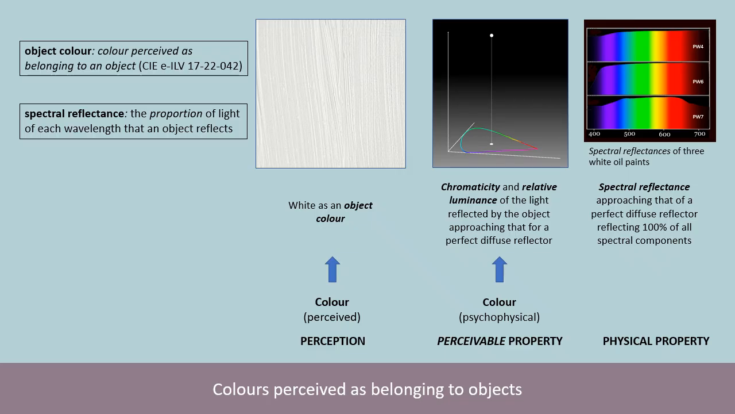Psychophysically, an object's disposition to exhibit a given object colour, such as a particular Munsell hue, lightness and chroma, is specified by the chromaticity and the relative intensity or luminance of the light it reflects under a specified daylight illuminant. For example, a white object reflects light of the same chromaticity and approaching the same intensity as the illuminant.